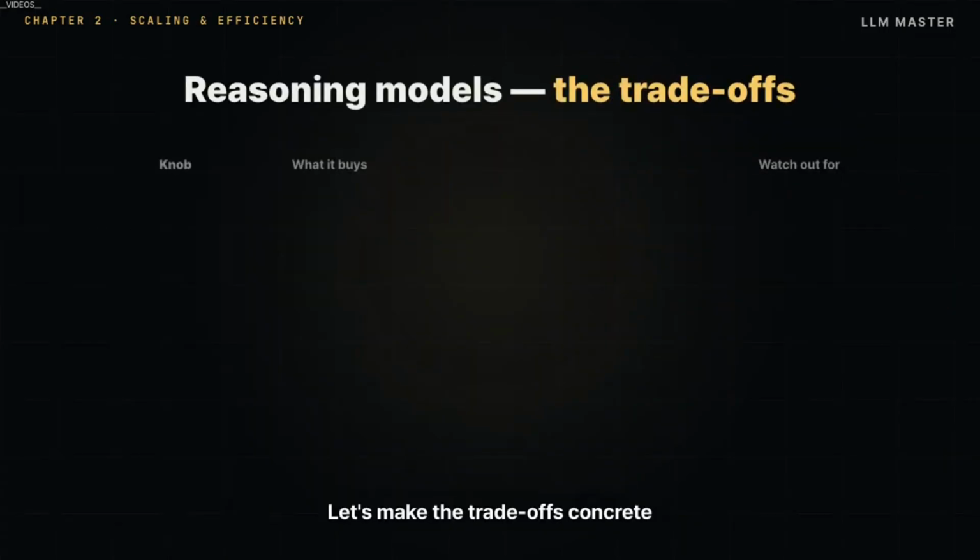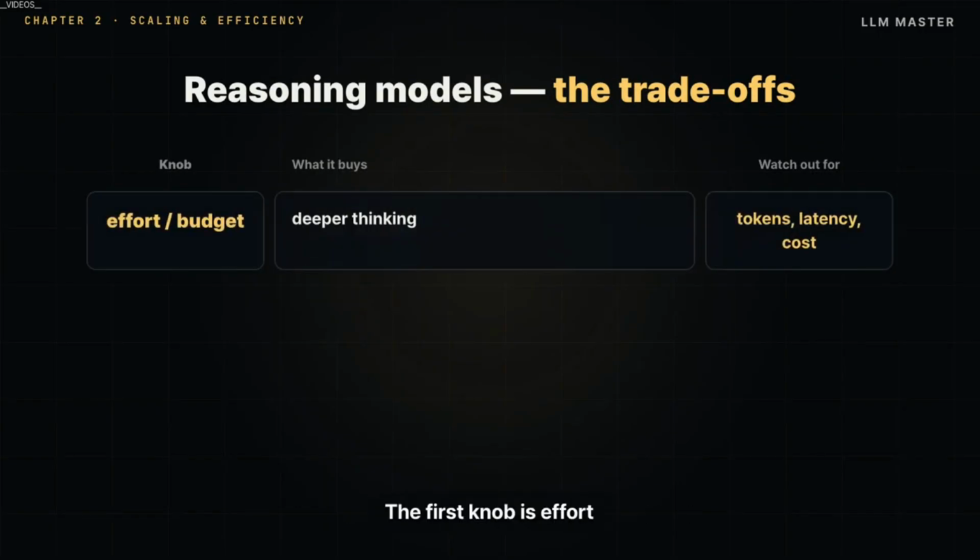Let's make the trade-offs concrete, because reasoning models are where teams quietly burn money. The first knob is effort, or thinking budget. More of it means deeper reasoning, but every unit is more tokens, more latency, and more cost. So tune to the task instead of maxing it out.